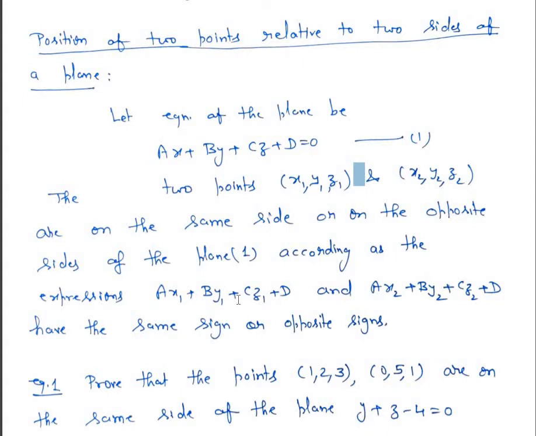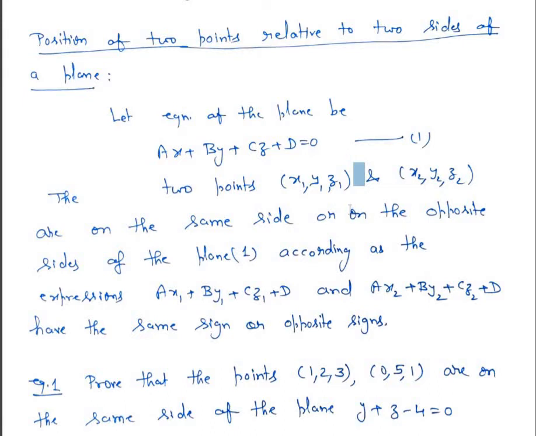if the expressions ax1 plus by1 plus cz1 plus d and ax2 plus by2 plus cz2 plus d have the same sign. And if these two expressions have opposite signs, then the points are on the opposite sides of the plane.